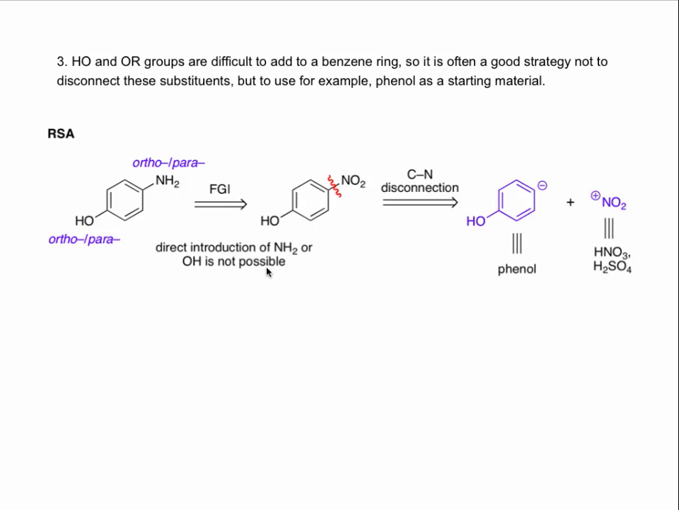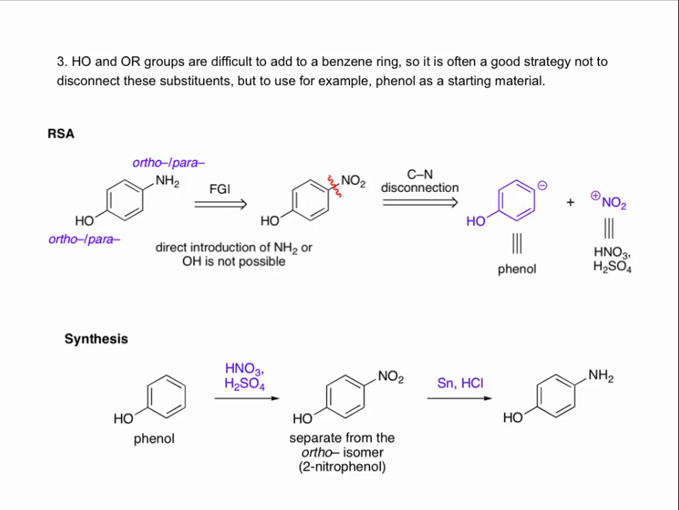So in this target molecule we have an OH and an NH2 attached to the benzene ring. We can't introduce an NH2 group directly onto the ring, but we can make it from a nitro group. So let's do an FGI first of all to go back to this 4-nitrophenol. Now we're going to cleave off the nitro group, a minus on the ring, plus on the nitro group, and the synthetic equivalents for this will be phenol and this nitrating mixture of nitric and sulfuric acid.